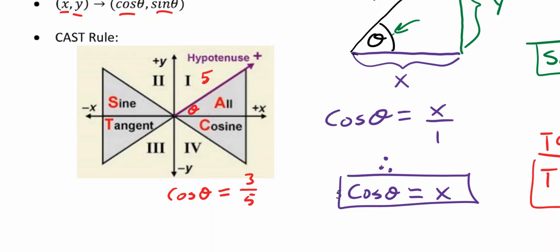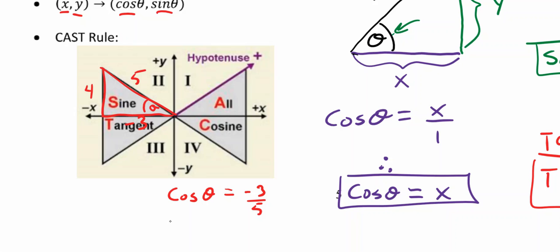But if I take this triangle and we move it on over here, right? Well, now this is negative 3, and this is 4, and this is 5. Okay, so in this case, if I did cosine of the angle again, that is going to be adjacent, so negative 3 over 5, right? So it's negative, so cos is negative over here, right?